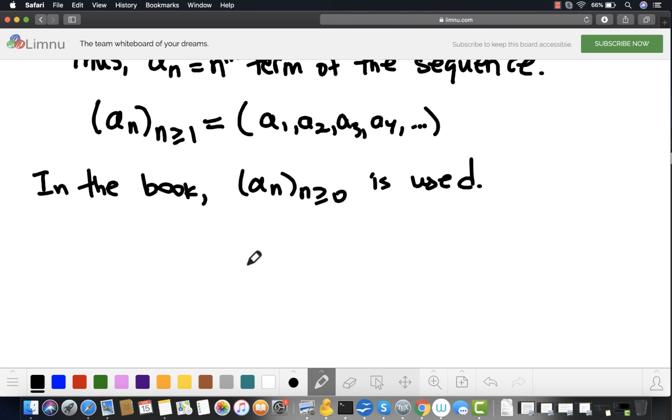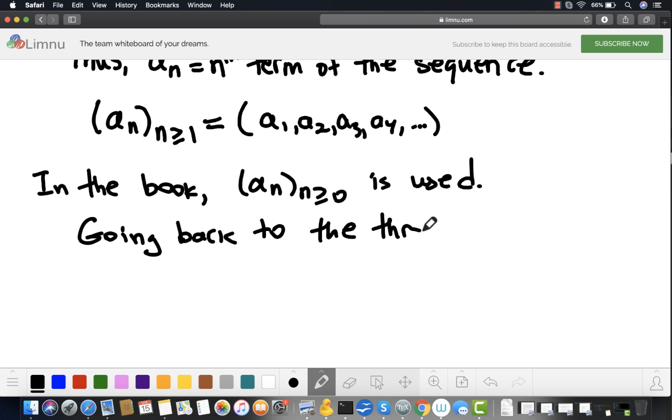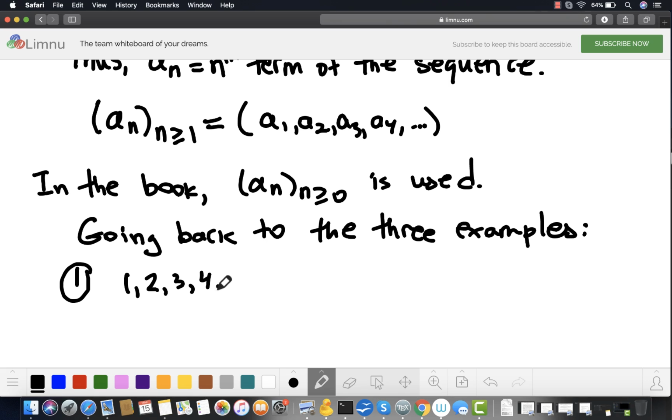Okay, so let's go back to our previous 3 examples. Going back to the 3 examples above, we can now describe them more efficiently. So example 1, we had 1, 2, 3, 4, and so on. This sequence can be described by a sub n, the nth term of the sequence, is simply n, right?